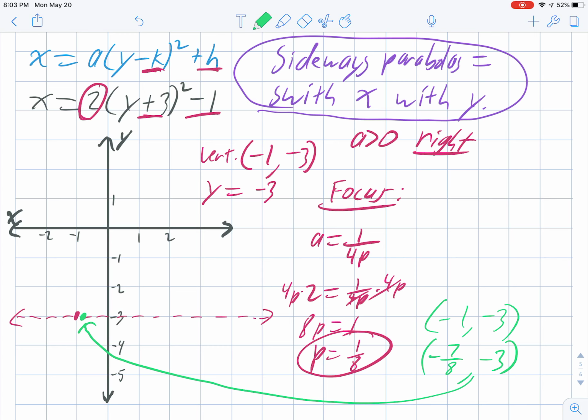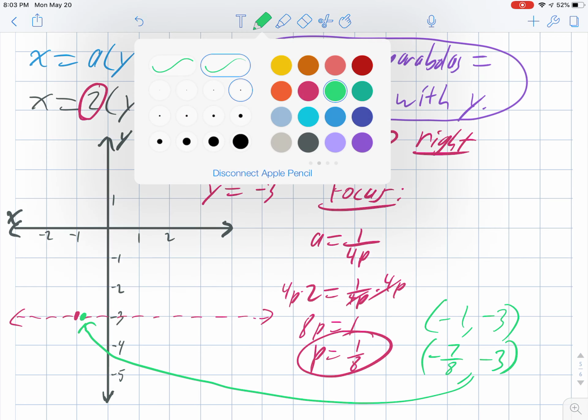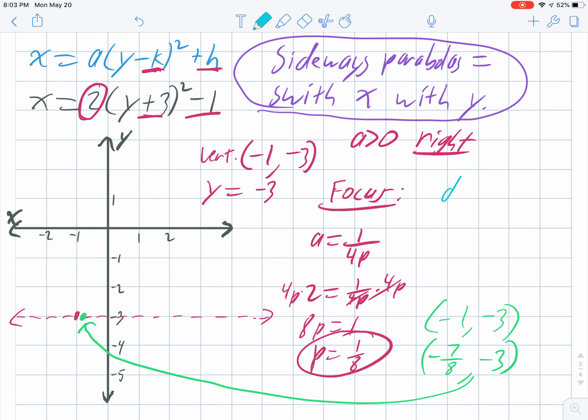Okay. Next up is the directrix. Let's get rid of that color. Let's change to, I don't know, let's try this one. Lots of colors here. So the directrix, remember, that's the line that all the points on the parabola are equidistant from, along with the focus. That directrix is going to be a vertical line on the other side of the vertex. Remember that p is the distance that the vertex is from the focus and also from the directrix.